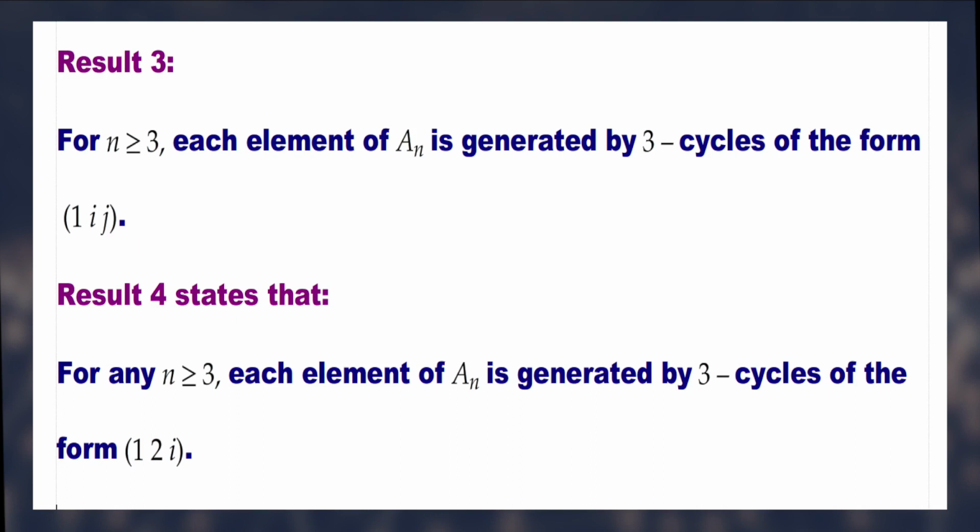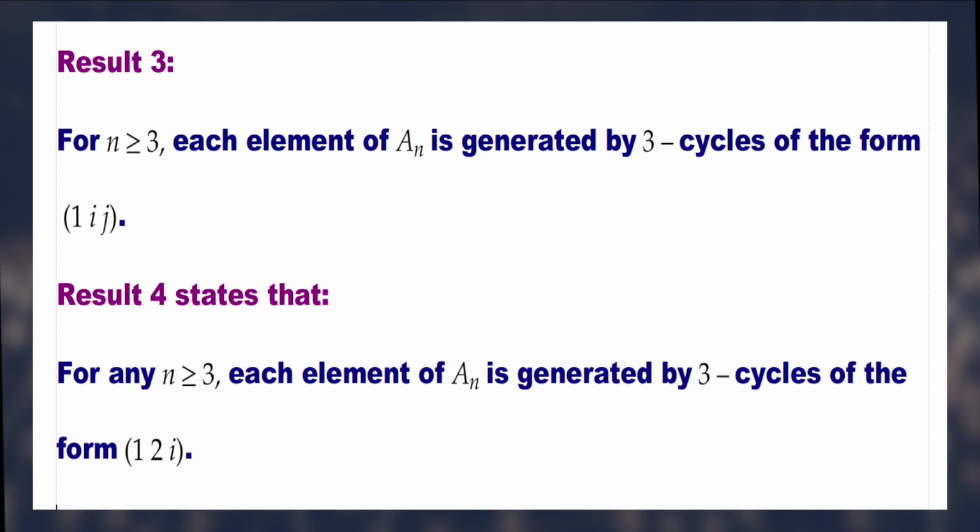The next result is result 3. For n greater than or equal to 3, each element of A_n is generated by 3-cycles of the form (1 i j). Result 4 states that for any n greater than or equal to 3, each element of A_n is generated by 3-cycles of the form (1 2 i).